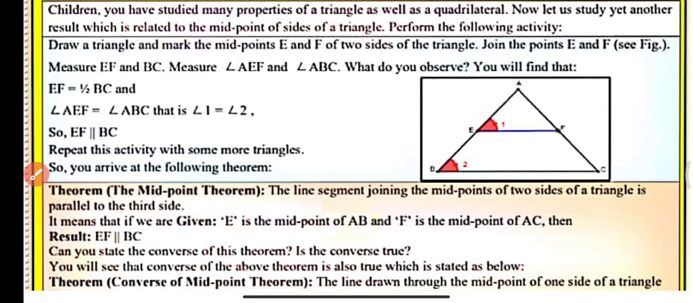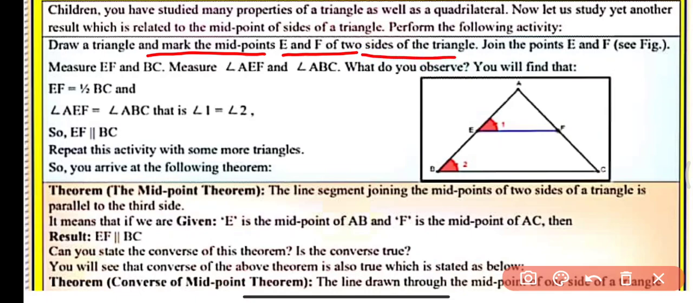So draw a triangle and mark the midpoints E and F of the two sides of triangle and join E and F. So you can see in the figure here we have triangle ABC in which E and F are the points. E is the midpoint of side AB and F is the midpoint of side AC.